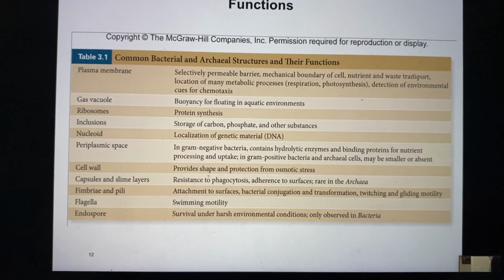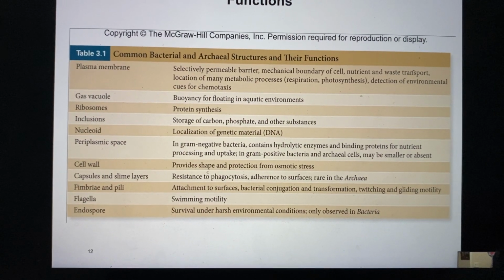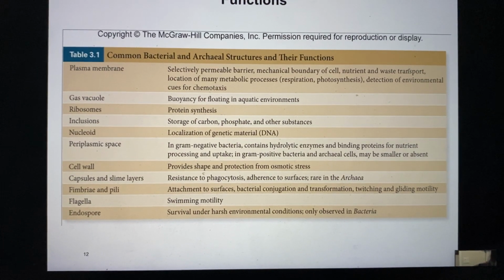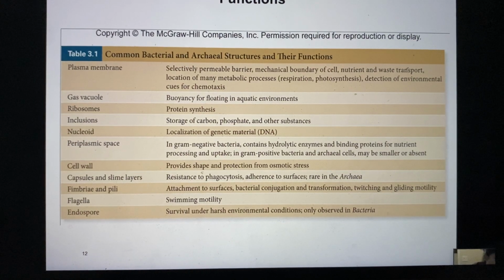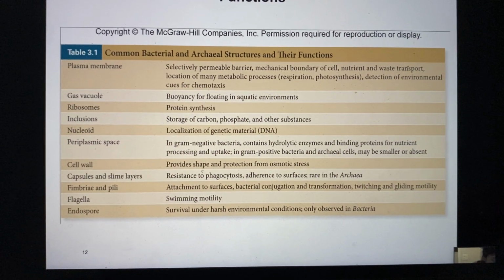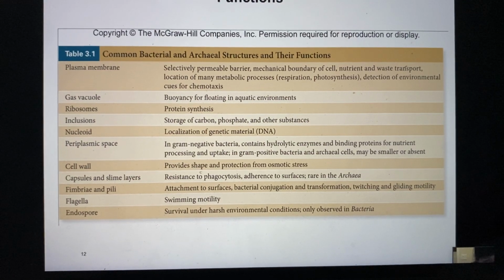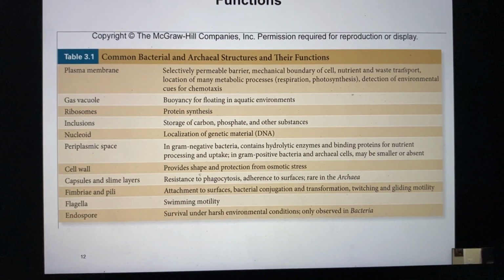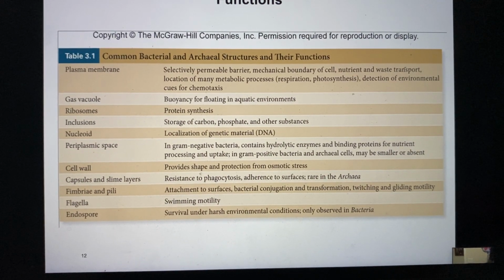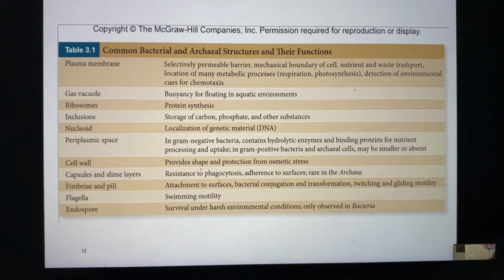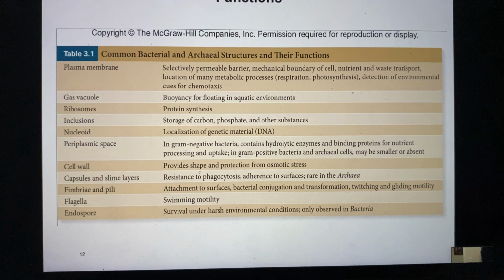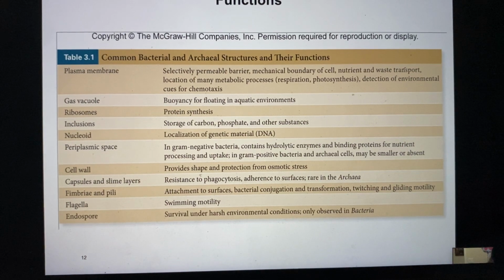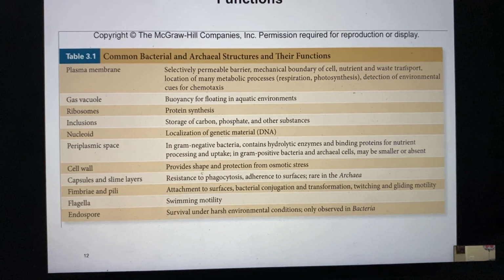In bacteria, it is an important one where metabolic processes are also located, such as respiration. Even photosynthesis is located in the plasma membrane. And of course, if there is chemotaxis in the bacteria, the ability to respond to chemical cues or the surroundings, all that function is located in the plasma membrane. So a very important part of a cell there. Some of the microbes that survive in aquatic environments have gas vacuoles that allow them to be buoyant and come to the surface and survive there.